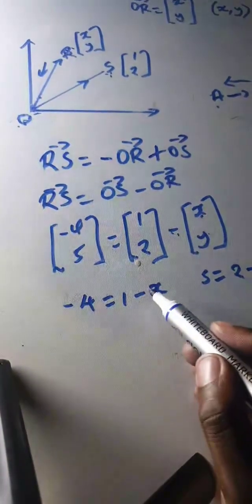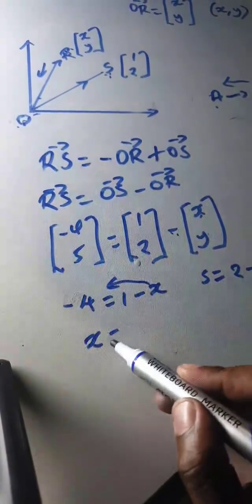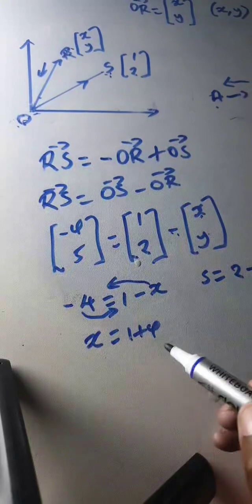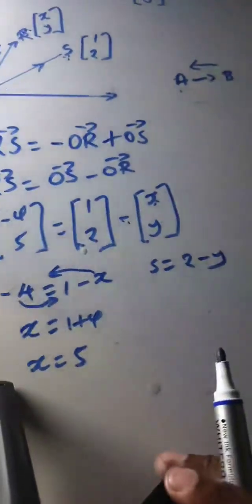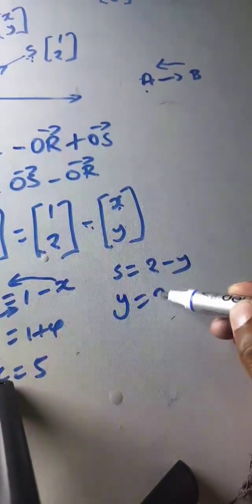So we group the like terms: negative X and positive X, then negative 4 and positive 4. So it will be 1 plus 4. So X is equal to 5. Okay, what about Y? Y is coming this side, so Y is equal to 2.